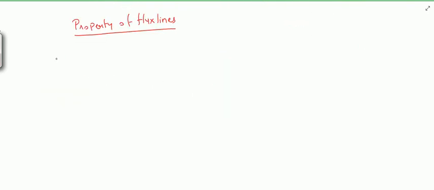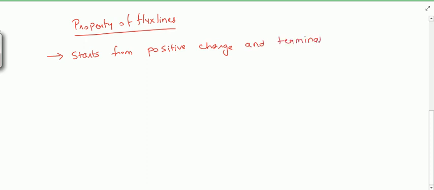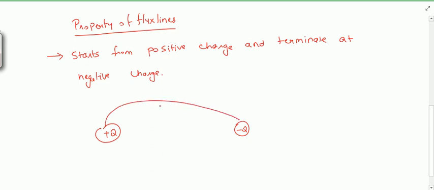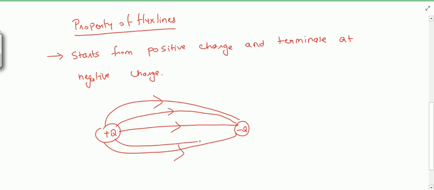Now we can see the properties of these flux lines. They start from a positive charge and terminate at a negative charge. That is, if here is my plus q and here is my negative charge, the flux lines will start from the positive charge and terminate on the negative charge.